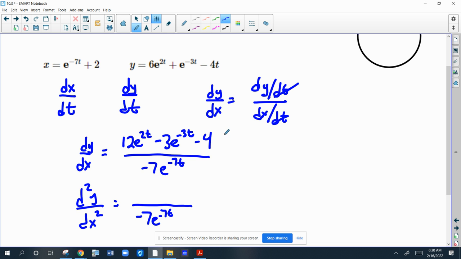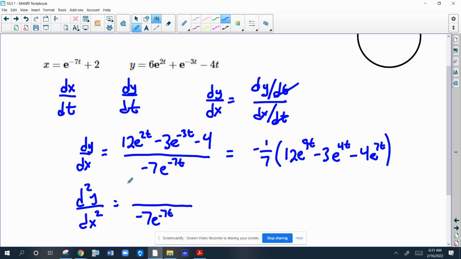But now I have to take the derivative of this whole thing, dy dt. So what I'm going to do is make it easier on myself and factor out the negative 1/7 and combine the e's. So this would be 12 e to the 9t, because you're really splitting it up and subtracting exponents. So 2t minus negative 7t is 9t, and so on. So minus 3 e to the 4t, and then minus 4 e to the positive 7t. That's just going to make this derivative easier.